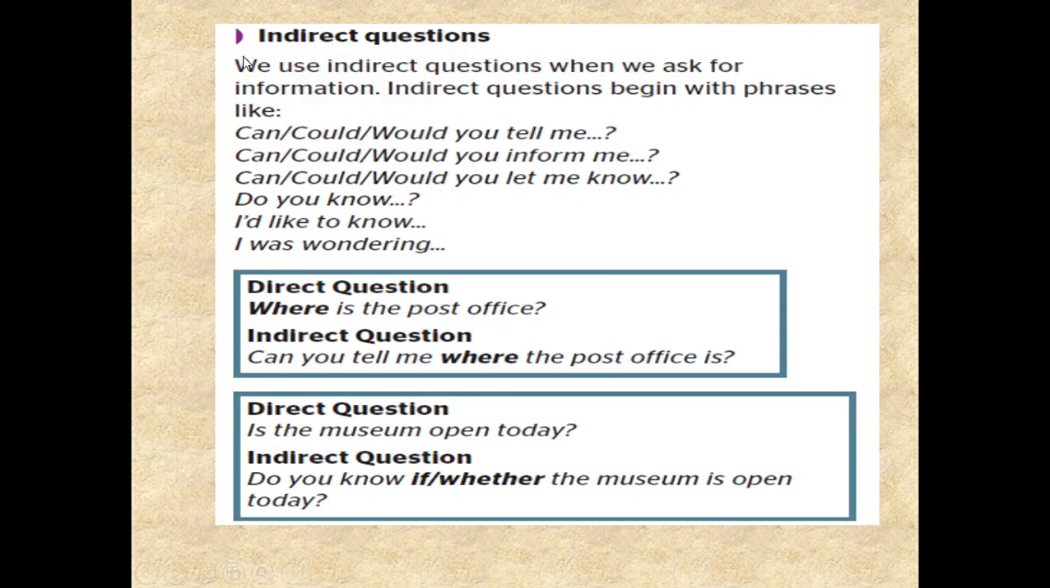Now, let's identify another kind of questions which we can call indirect questions. We use indirect questions when we ask for information. Indirect questions begin with phrases like can or could or would you tell me? Can or could or would you inform me? Can, could, or would you let me know? Do you know? I'd like to know.